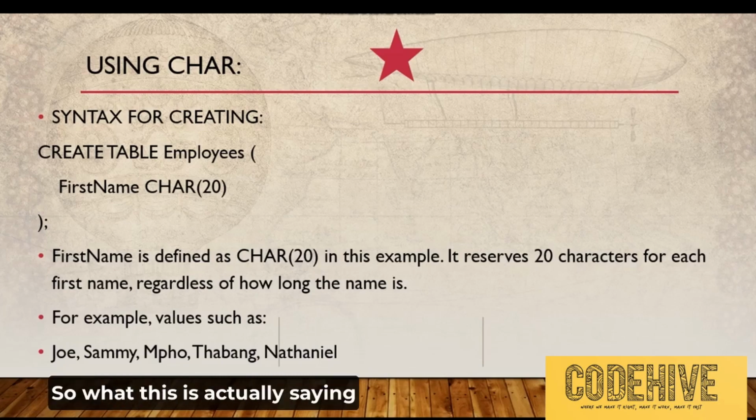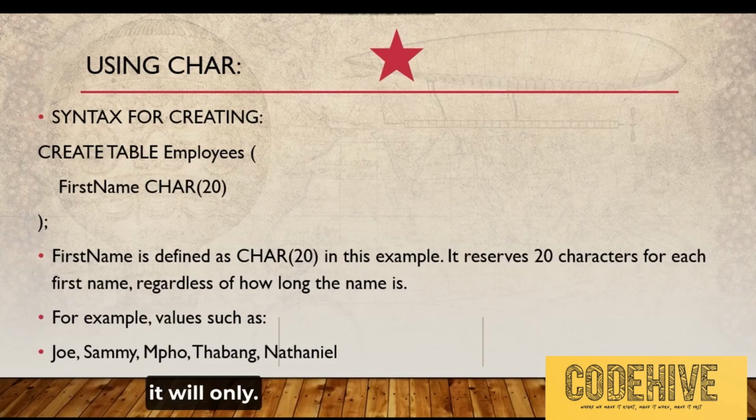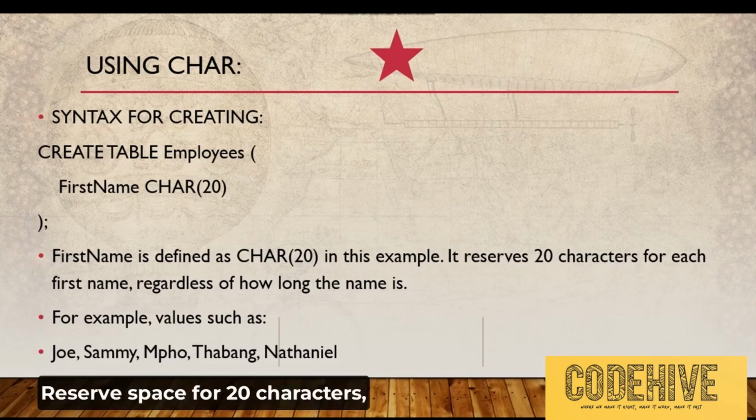What this is saying is that you have a column name, which is first name, your data type, which is char, and the length of 20. So the values that you will be inserting in that column should not exceed 20 characters. If you insert a name that is more than 20 characters, it will only reserve space for 20 characters, so it will cut the name short.